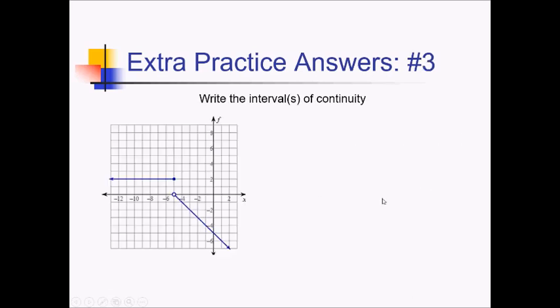To find intervals of continuity on this problem, we first look for discontinuities, such as the jump at x equals negative 5. And then the interval of continuity is just everything but that. So negative infinity to negative 5, union negative 5 to positive infinity.